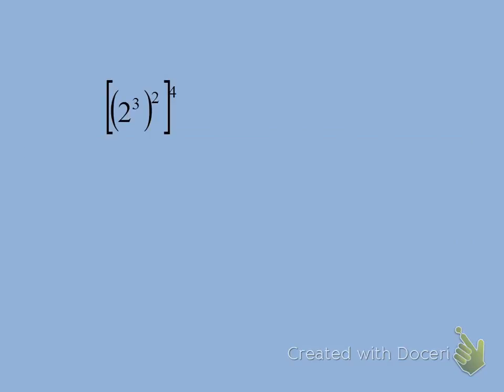Okay, so we have 2 to the 3rd to the 2nd to the 4th, which becomes what? 2 to the 24th. Dalton, how'd you do that so fast?